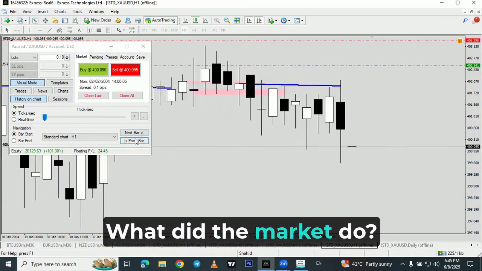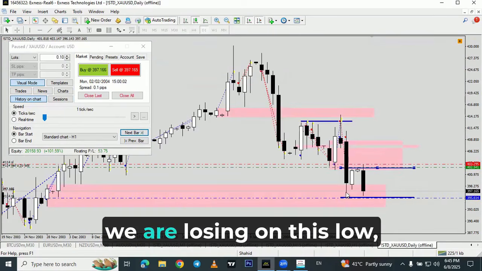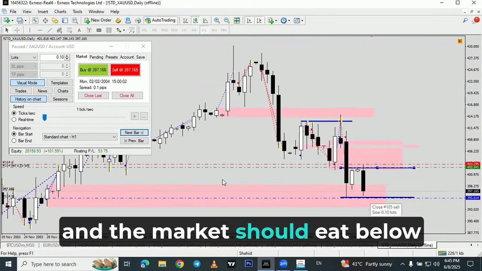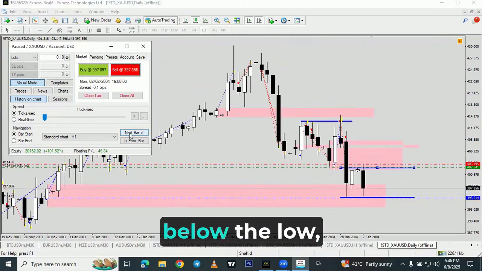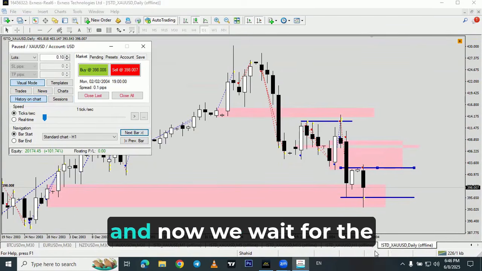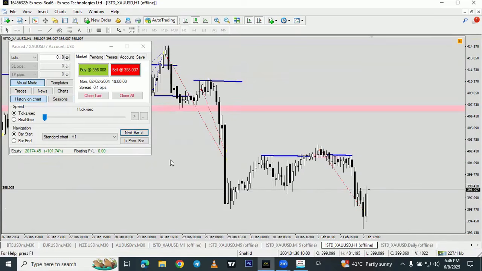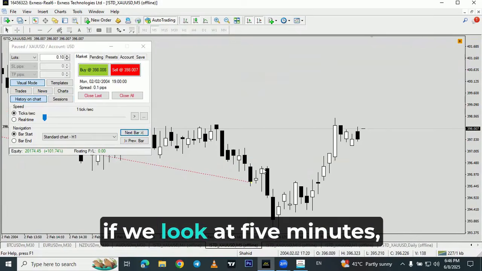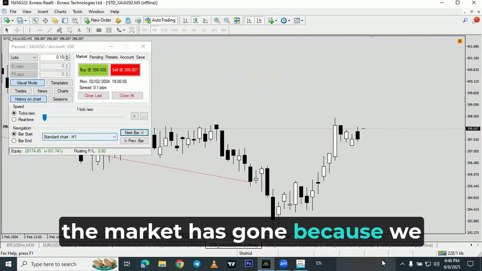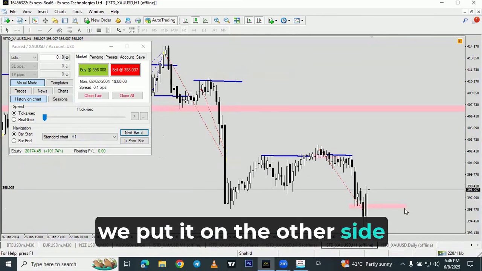What did the market do? So in the market, we are losing on this low and the market should eat below this low. So now look here, below the low, the market tapped. Look here, it tapped, swept all these lows and now we wait for the structure to change. Then if we look at 5 minutes, the market has gone because we put it on the wrong side. So no issue. Now we put it on the other side and wait here.